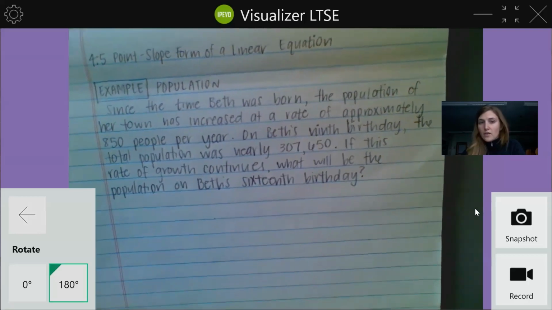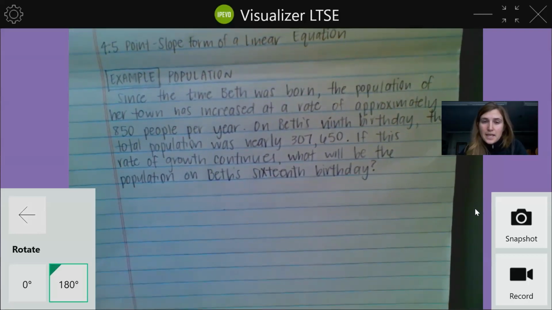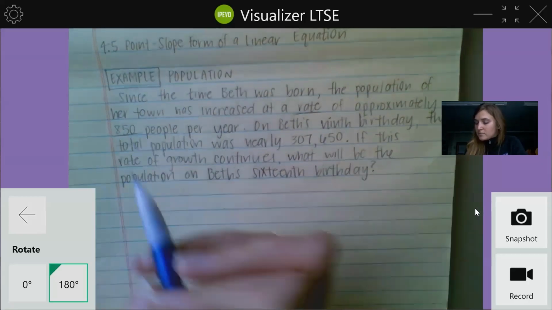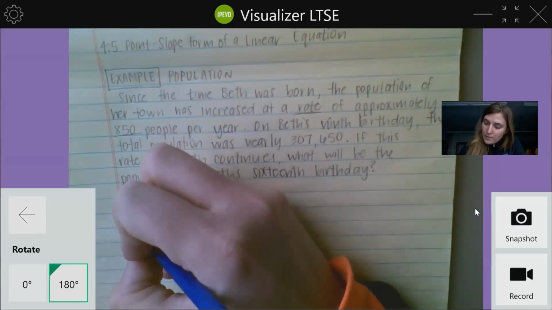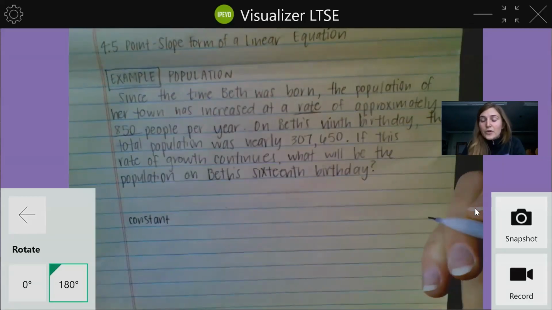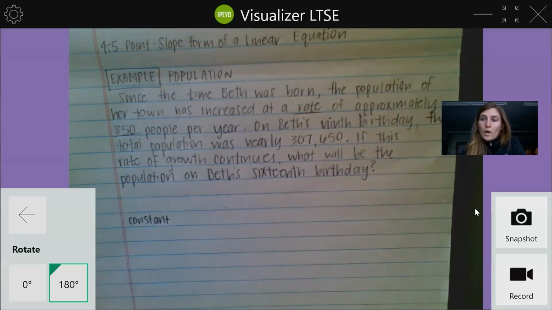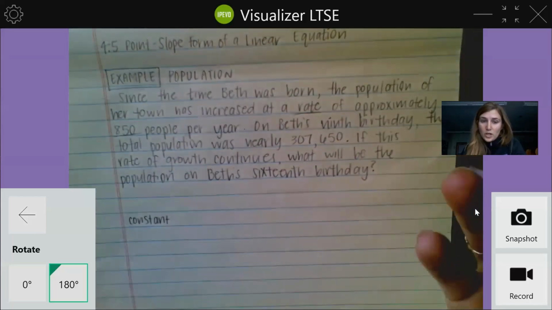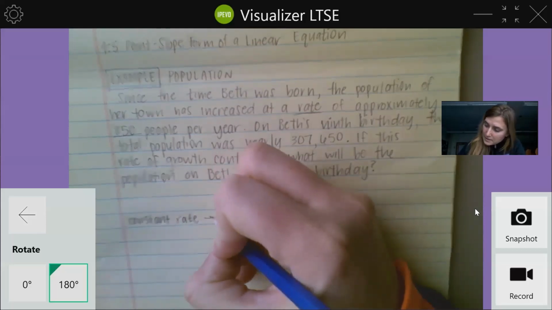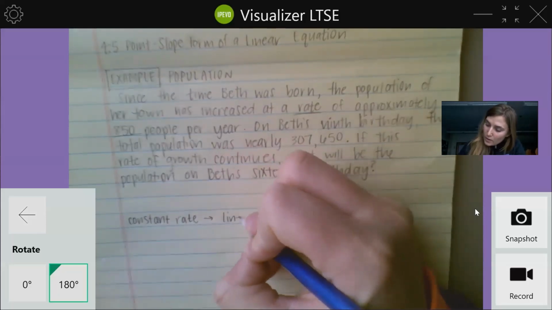So first thing that I notice is that our rate is going to be pretty constant. So we have a constant rate, which means we can use a linear equation to represent this situation. So constant rate means linear equation.